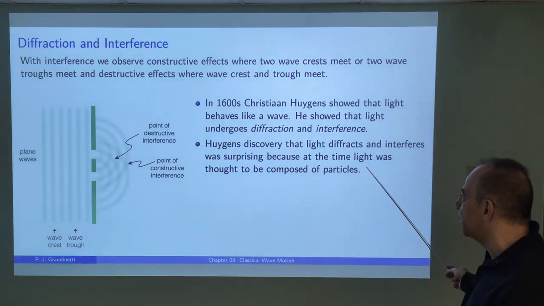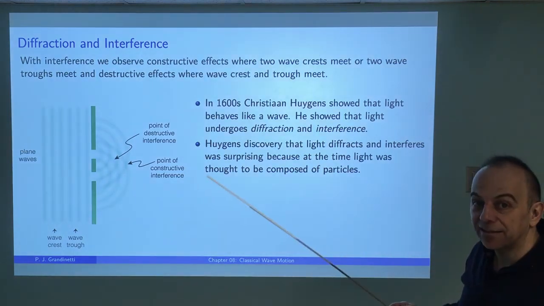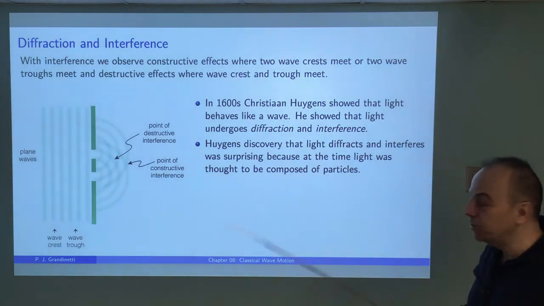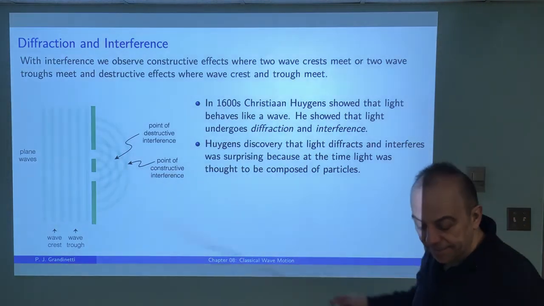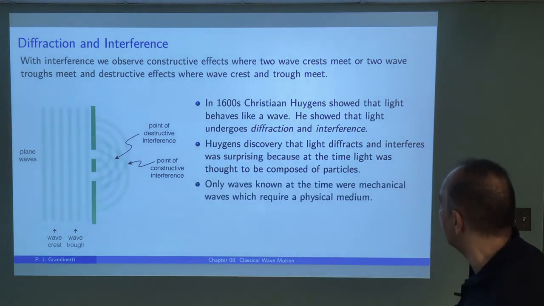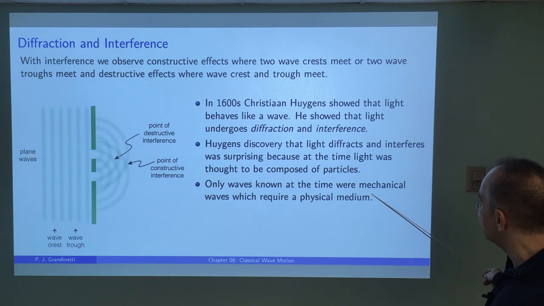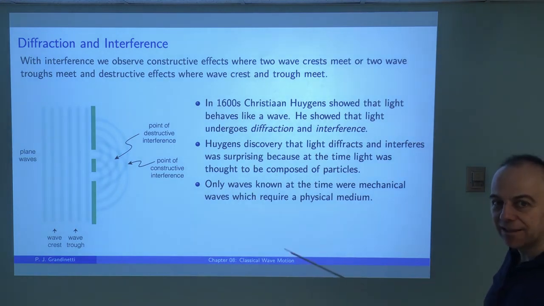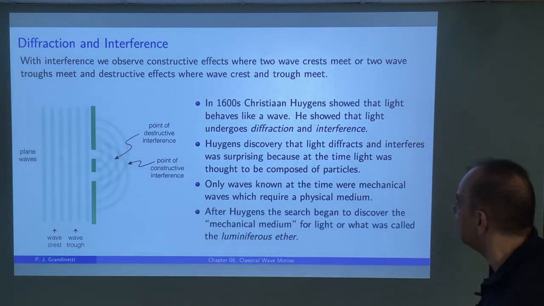At the time that was kind of bizarre because people thought that light was just composed of particles. This was an idea that Newton had put forth. So they didn't expect to see this kind of wave-like behavior. They expected that light was particles, so it shouldn't happen. And if you have wave-like behavior, there should be some kind of physical medium that's being displaced away from its equilibrium value as the wave propagates through it.